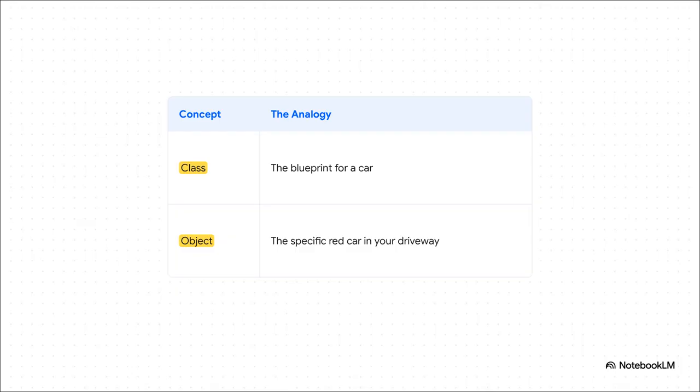The classic analogy here, and it's a great one, is the blueprint for a car. The class is the blueprint. It defines what a car is. It has wheels, an engine, a color, and it can do things like accelerate and brake. But the blueprint isn't an actual car, right? The object is the real thing you build from that blueprint, that specific red car sitting in your driveway. You can use that one blueprint to create millions of different unique car objects.